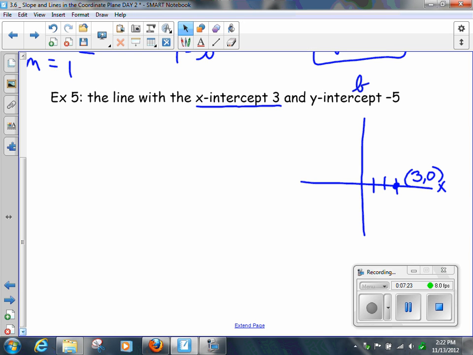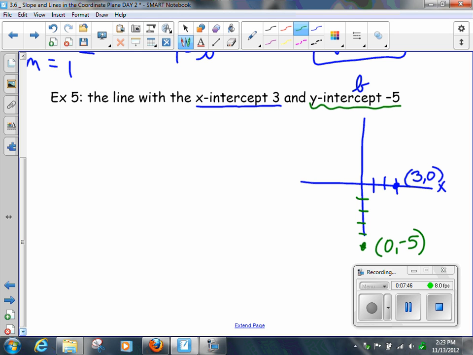And then I'm going to plot my y-intercept, which has to be on which axis? The y-axis, which is my vertical axis. And am I going to go up or down 5? Down 5. 1, 2, 3, 4, 5. Do you guys agree with that? Yeah? Okay. Draw your line. So that is the line with its x-intercept at 3 and its y-intercept at -5.